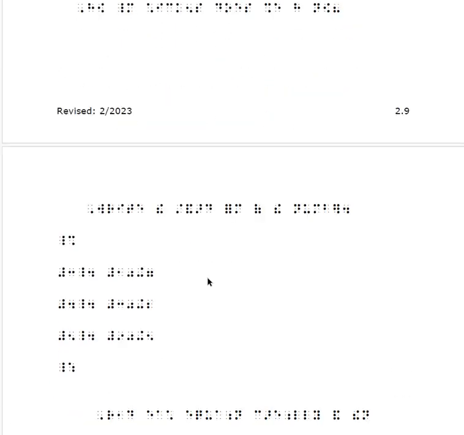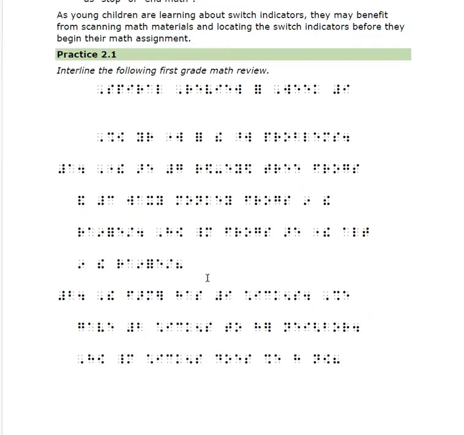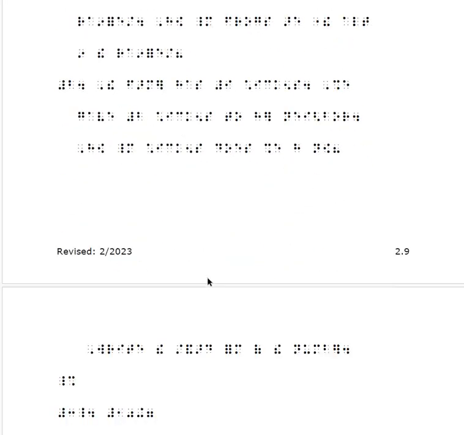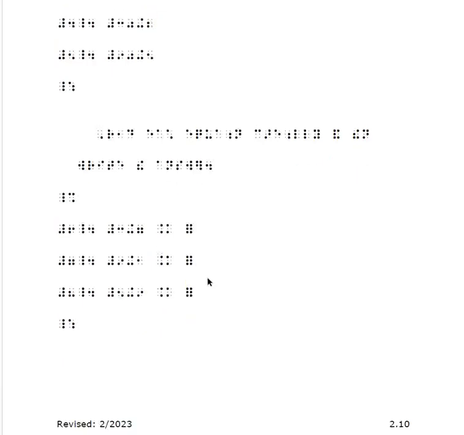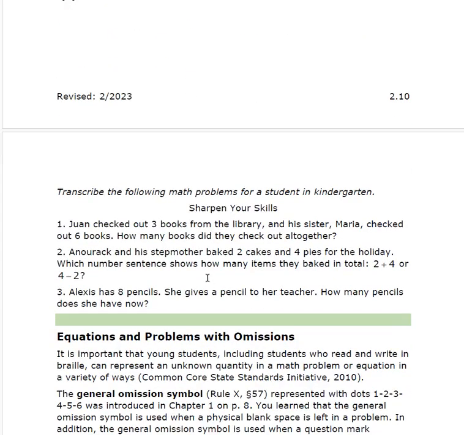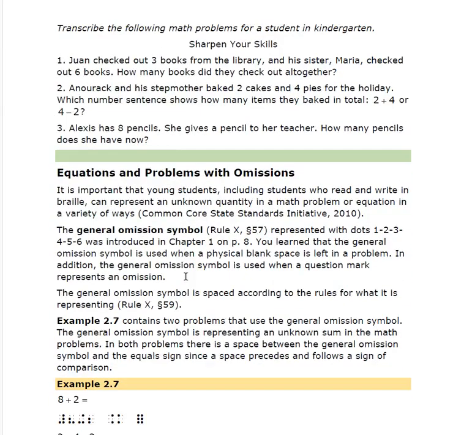Okay, that's practice 2.1. Yes, I want you to do 2.1. So you're going to transcribe that into print. And then you're going to use your Perky Duck and write out or braille out this section that says sharpen your skills. Equations and problems with omissions. Okay.